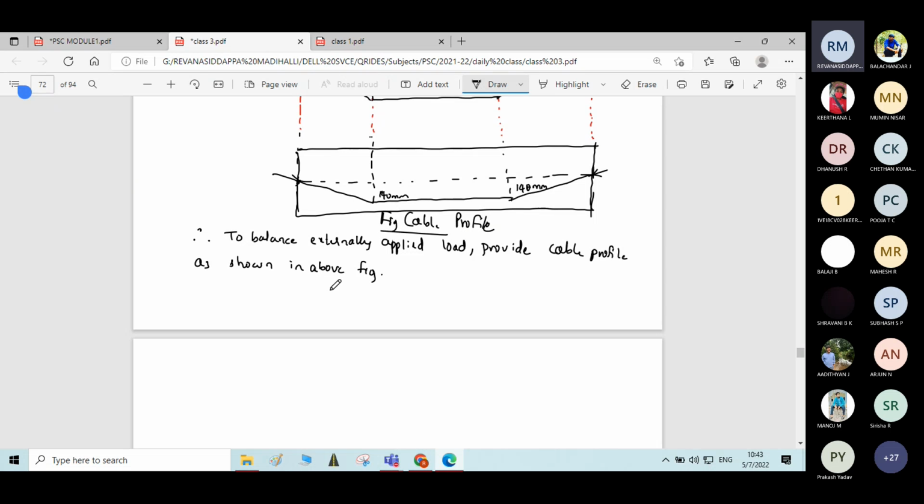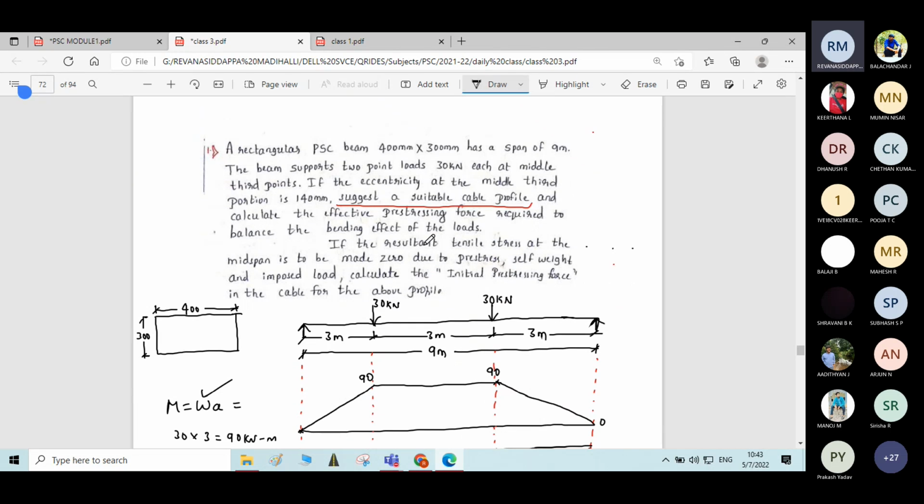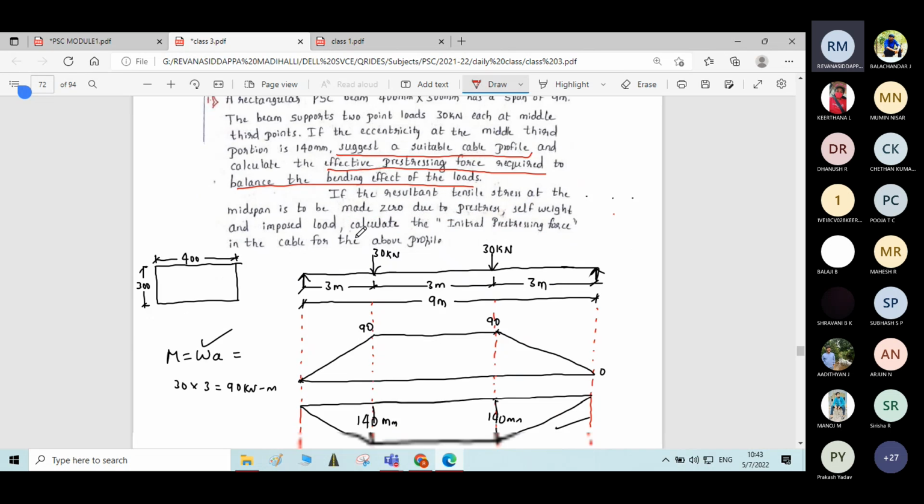So with this we have solved the first question: suggest a suitable cable profile. Now we'll go next: and calculate effective pre-stressing force required to balance the bending effect of the loads. This is the next question we have in this problem. What is the question? Calculate the effective pre-stressing force required to balance the bending effect of the loads.